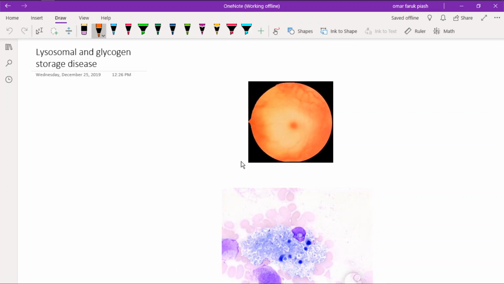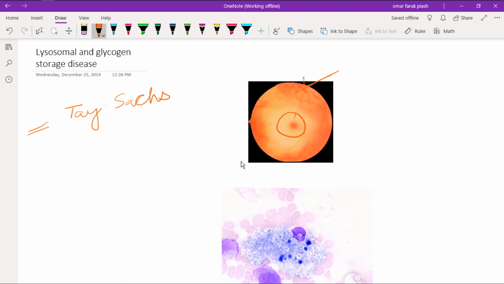This is the picture of a cherry red spot. This is a cherry red spot on the macula, and if you find that cherry red spot in the macula, you have to think about two diseases. First is Tay-Sachs disease, and second one is Niemann-Pick's disease. If you find a cherry red spot in the macula, then you have to think either Tay-Sachs disease or Niemann-Pick's disease.